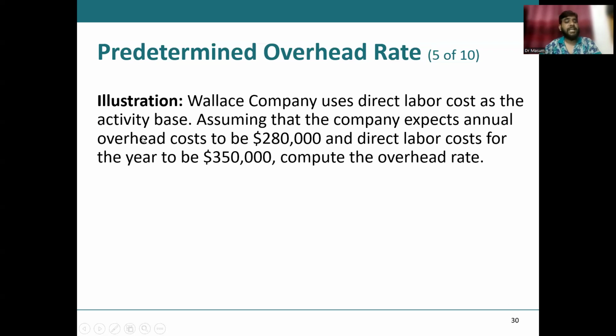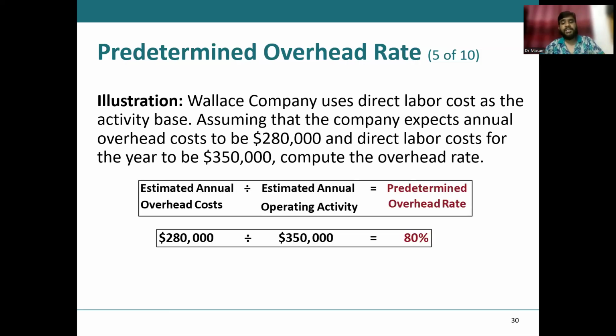Assuming that the company expects annual overhead cost to be 280,000 and direct labor cost for the year was 350,000. So 250 divided by 350 will be the overhead rate. 250 divided by 350, 80%. That means 80% of the labor cost is manufacturing overhead cost. So you can relate it with the other costs of the company, or you can use per unit overhead cost.